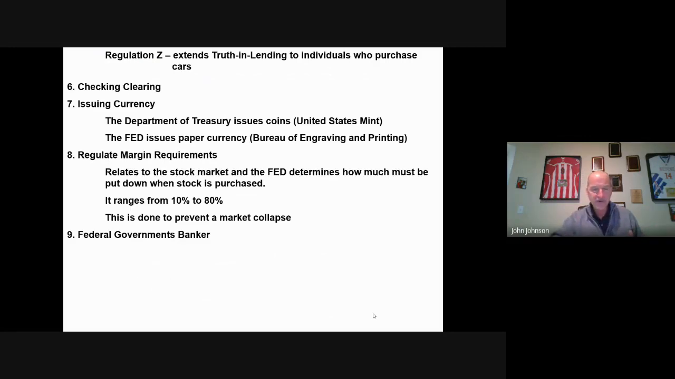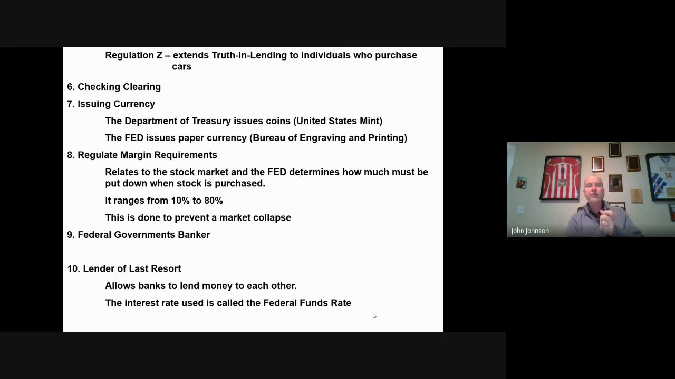So we're almost done here. The Fed acts as a lender of last resort. So the Fed allows banks to lend each other money. Somebody might say, why would a bank seek a loan from another bank? It's so maybe they could make a loan themselves. So let's use Wadsworth Schools.